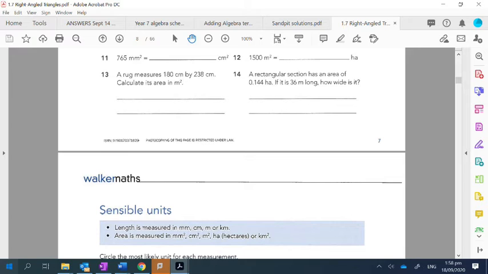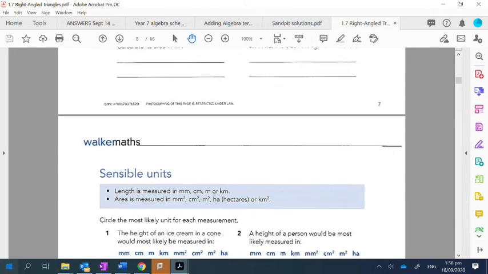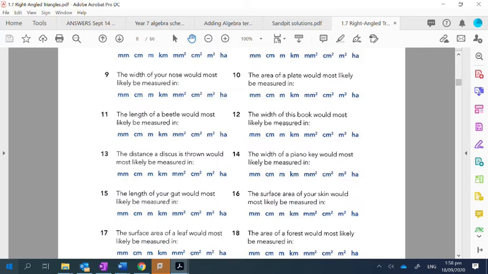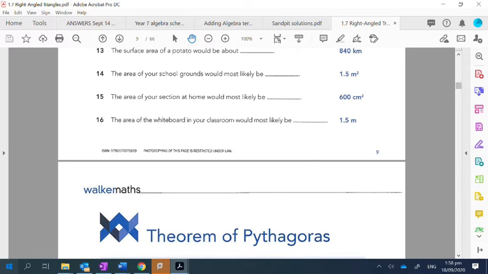Sensible units. Would you measure this water bottle in kiloliters? No. I thought you meant the length. I like how much it'll hold, the capacity. Maybe liters, yeah. Would you measure this wall in centimeters? Meters, yeah. Would you measure the distance from here to Mount Vic in meters? Right? Make sure you use sensible units.